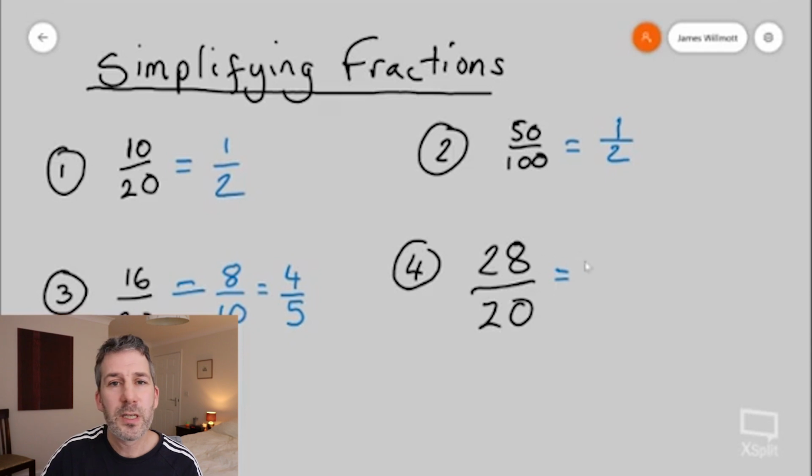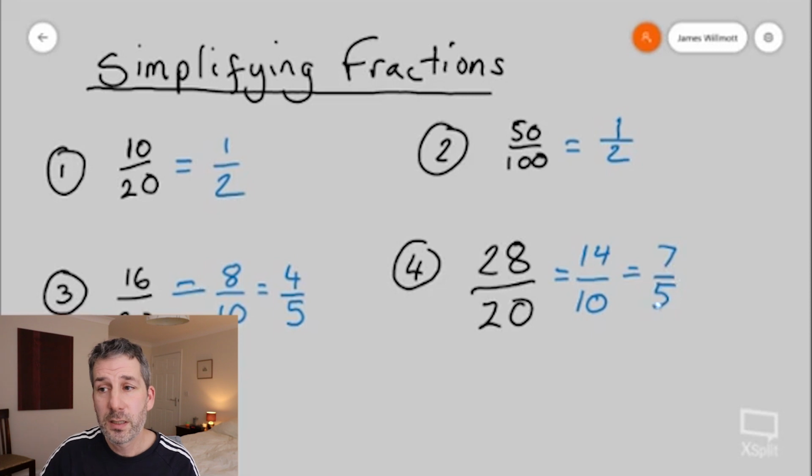So 28 can be divided by 2, that gives us 14. 20 can be divided by 2, we've seen that already, that gives us 10. Then we've got 14 over 10, well they can both be divided by 2 as well, so we get 7 over 5, 7/5. Now they can't both be divided by the same number again. There's no number that they will both divide by, so we have simplified that as far as we can. We've got 7/5.